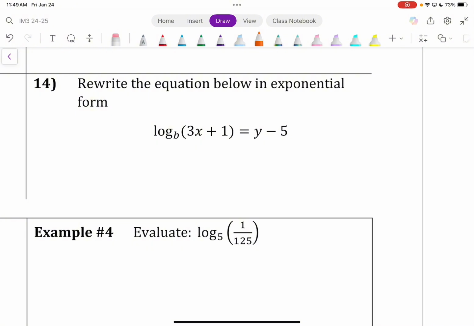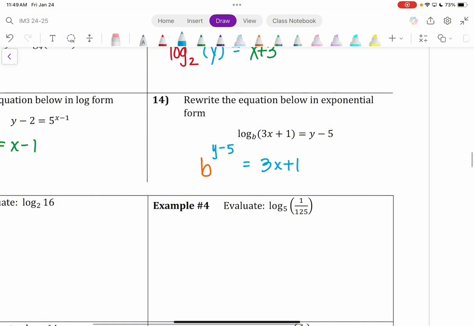Next one. Log base b of 3x plus 1 equals y minus 5. What is the base for this example? Let's see, James. Yeah, it is b. Good. B to the power of what? Is it 3x plus 1 or is it y minus 5? To what power? Y minus 5. B to the y minus 5 power equals 3x plus 1. Okay. All right.